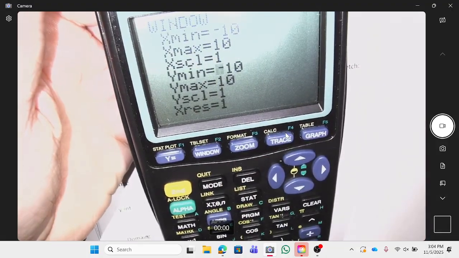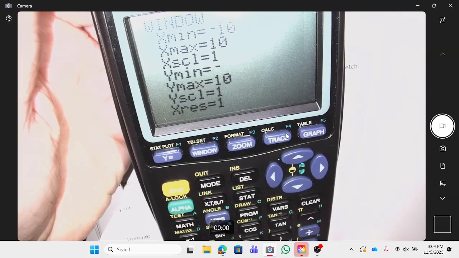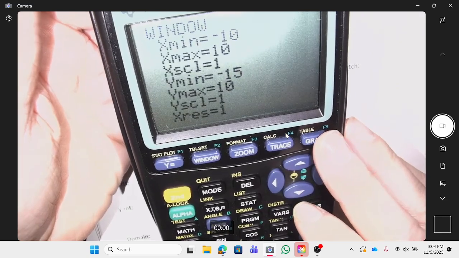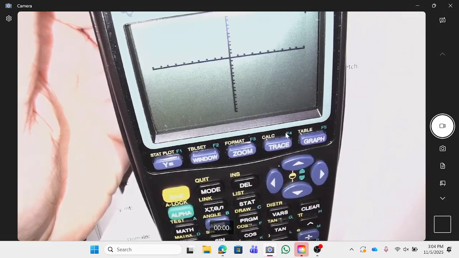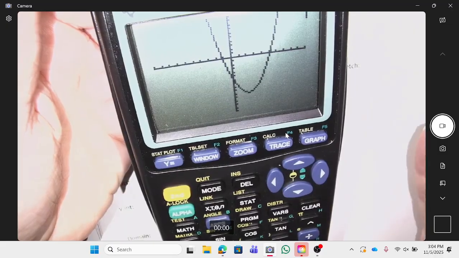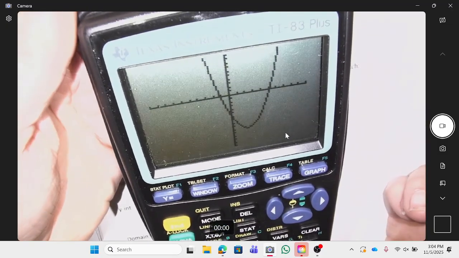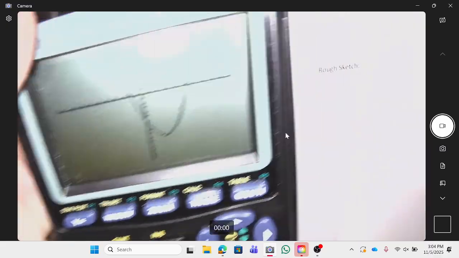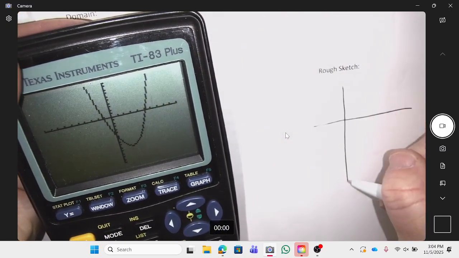So remember we were like 10 by 10. So I'm going to go negative, what do you want to do, like 15? Does that look okay? A little bit lower? Graph it. Okay, I like that better. Okay, so you can change your window to see different. Okay, so let's go rough sketch.